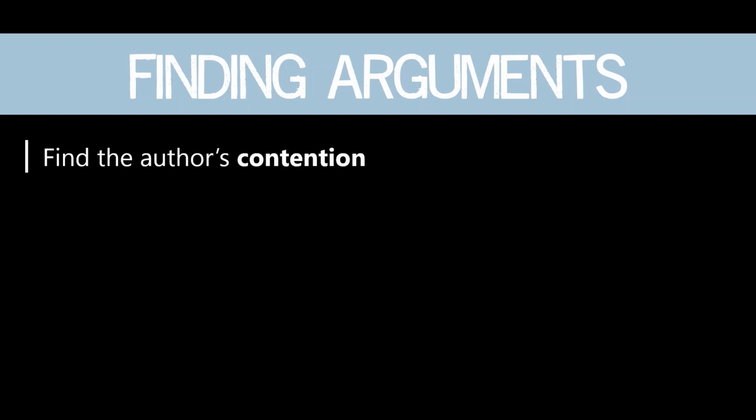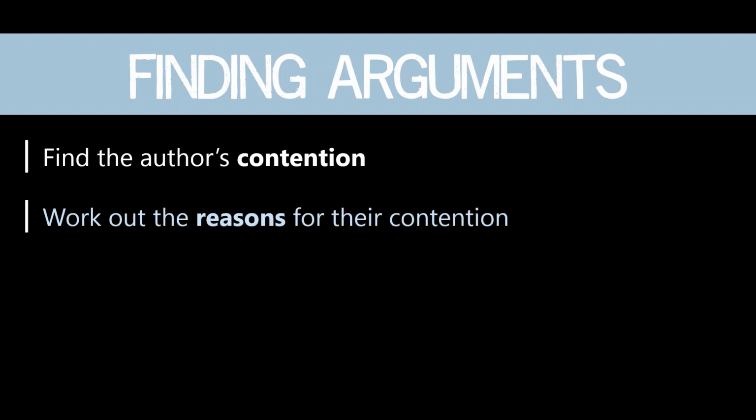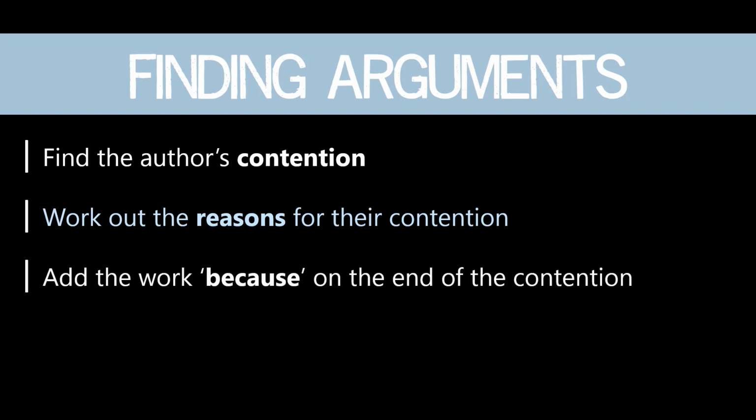Well, the first thing we need to do is to find the author's contention. This is the key that will unlock the arguments. Try to work out the reasons for the author's contention. Now, if you're having trouble with this, my advice is to add the word because on the end of the contention. For example, the author believes that pill testing should be legalized because it saves lives. That could be an argument. Because it's been used in other countries effectively. Could be another one, just as an example.